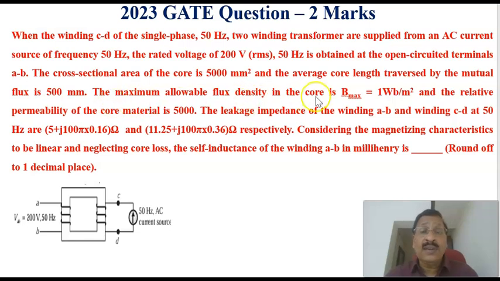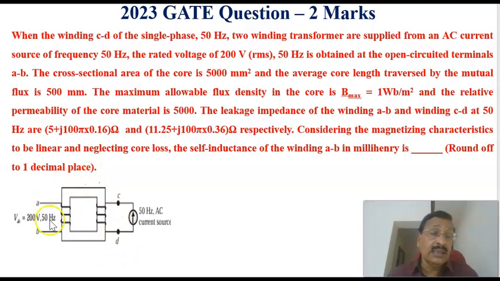The maximum allowable flux density of the core is Bmax equal to 1 Weber per meter square and the relative permeability of the core material mu r equal to 5000. The leakage impedance of the winding AB and the winding CD at 50 Hz are respectively 5 plus J 100 pi into 0.16 ohms and 11.25 plus J 100 pi into 0.36 ohms. Considering the magnetizing characteristics to be linear and neglecting the core loss, the self-inductance of the winding AB in millihenry is to be rounded off to 1 decimal place.